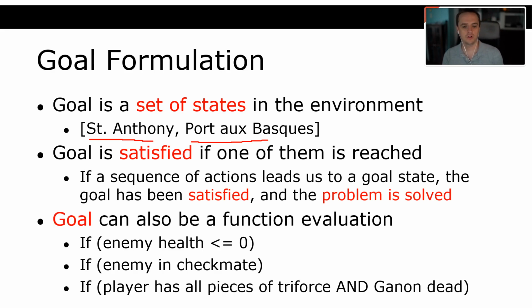So, the goal could also be an arbitrary function evaluation. So if we want to think about a goal in terms of a more complex video game, well, we could have, if the enemy health is less than or equal to 0, or if I'm playing chess, then if the enemy is in checkmate, or if the player has all the pieces of the Triforce and Ganon is dead, right? So these are ways that we can form the goal. It's not always possible to form the goal as a set of discrete states like we are able to in this case, but it'll always be some sort of function evaluation that's possible.